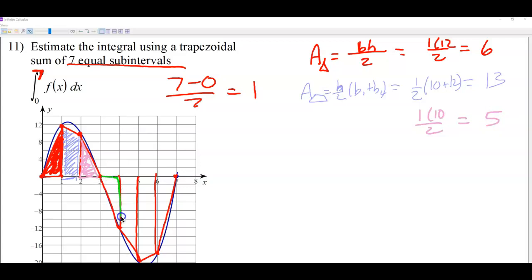Next shape, another triangle. Base of 1, height of -12. That's -6. Next one is a trapezoid. It has a height of 1, and the bases are -12 and -20. That's going to be -16.